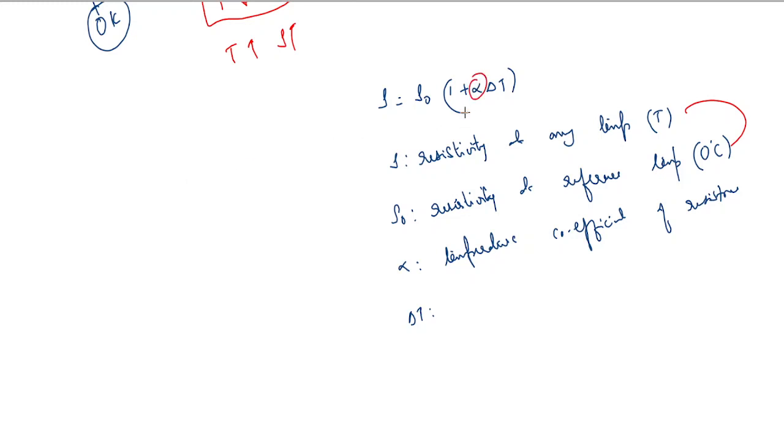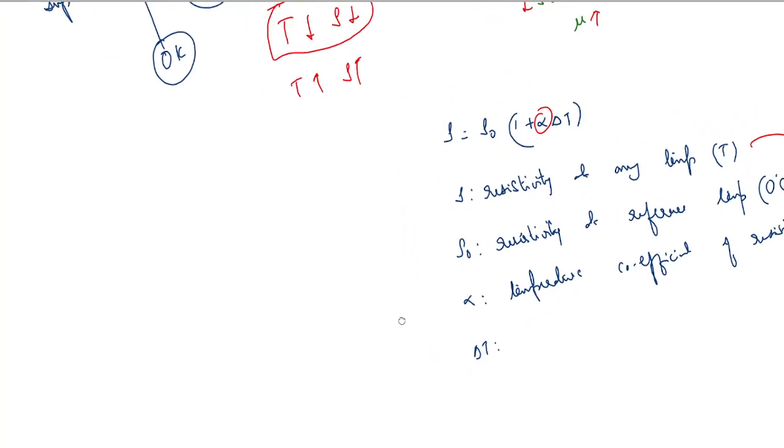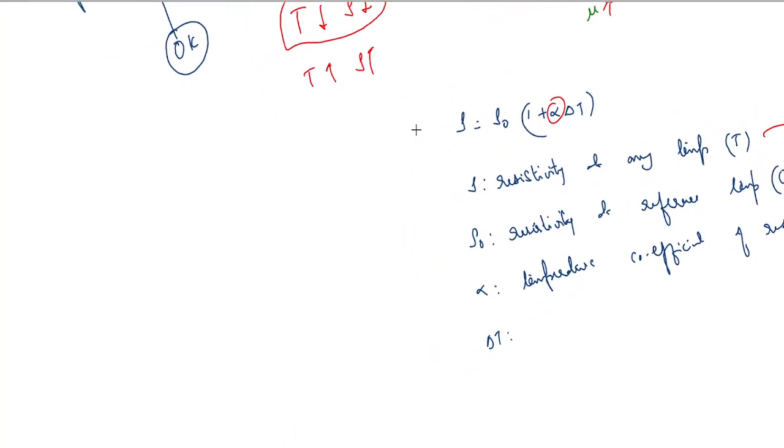So alpha tells us how the resistivity would vary for a given material. Now here you can transpose this in the form of resistance also, because we know that R is equal to rho L by A, and for a given conductor the change in length and area is not affected by temperature change, so R is proportional to rho. So we can rewrite this formula in terms of R and say R is equal to R naught into 1 plus alpha into delta T.